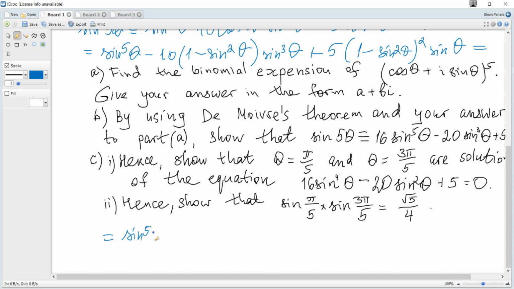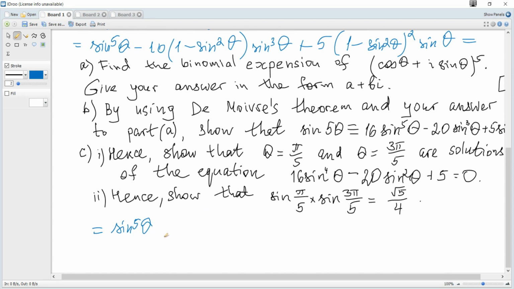And it becomes sin^5 θ minus 10 sin^3 θ, and minus minus, so plus 10 sin^5 θ.